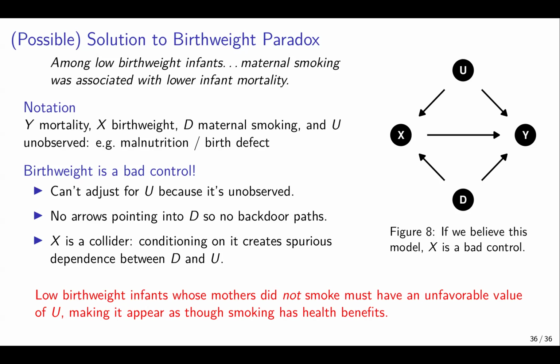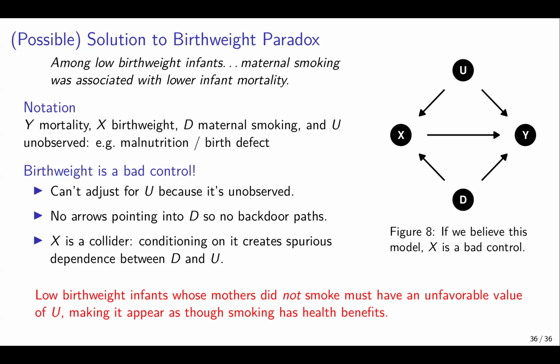And if you look at x, what kind of a variable is x? Well, x is actually a collider. So the path d-x-u has x in the middle as a collider because there are arrows coming into x from u and from d. So that means that conditioning on x creates basically a spurious dependence between u and d. And that is the reason, potentially, for the birth weight paradox.